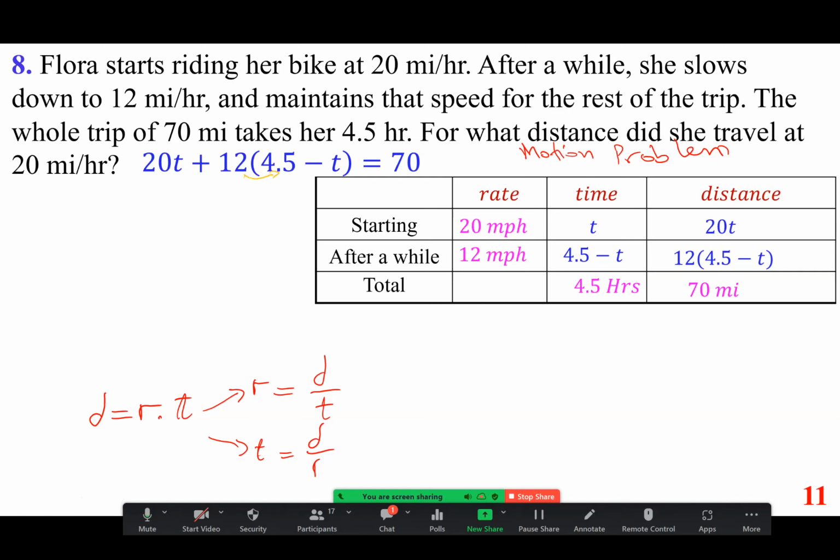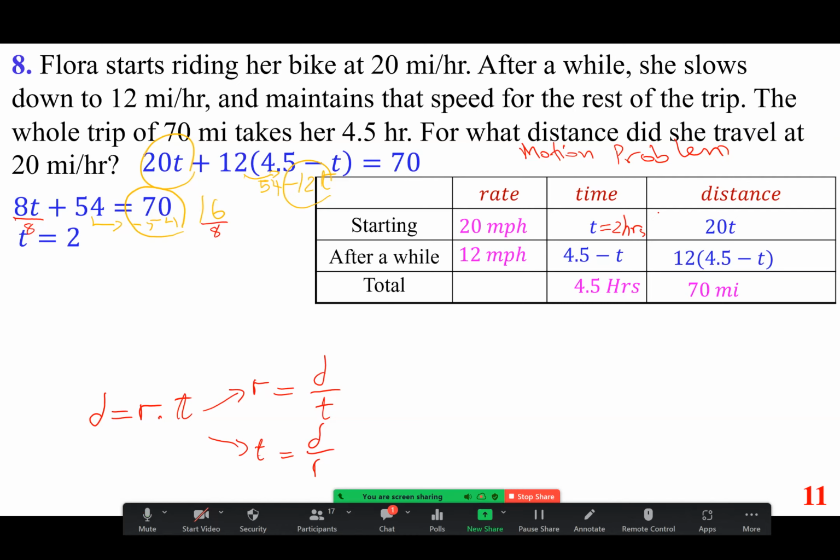So we distribute 12 times 4, 48, half of it, 6, it's 54, minus 12t. 20t minus 12t gives us 8t. Subtract 54 from 70, you get 16. Divide by 8. And you get 2. T equals 2. And as always, we put the units.